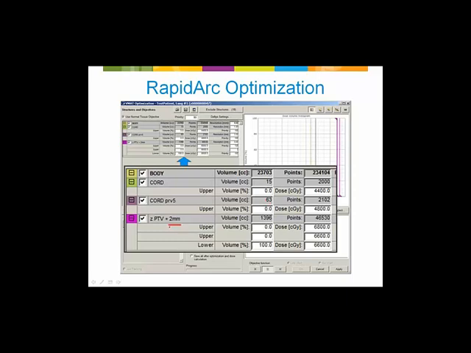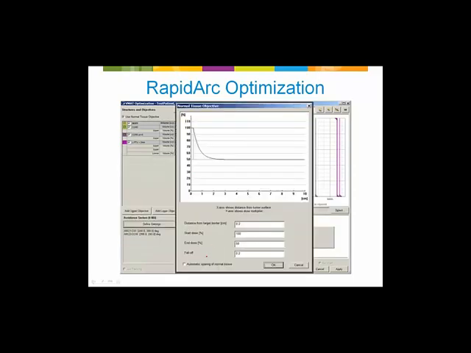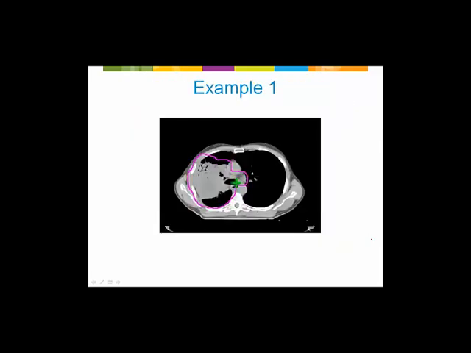Well, let's do another example. Here we've got a target that's a little bit more posterior and close to the cord. When we start walking through our iterations of defining a good beam arrangement, we can see, well, with three fields in order to get off cord, my conformality is not so good. As I start bringing in a fourth field, I need to worry about exiting through the other lung and into the cord. And the point is, there's going to be some iteration until you get to a good solution.